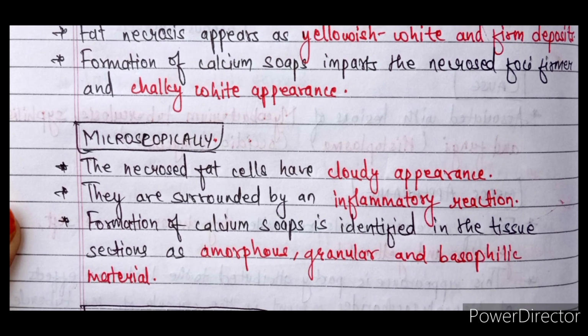Microscopically, the necrosed fat cells have cloudy appearance. They are surrounded by an inflammatory reaction, and the formation of calcium soaps is identified in the tissue sections as amorphous, granular and basophilic material.